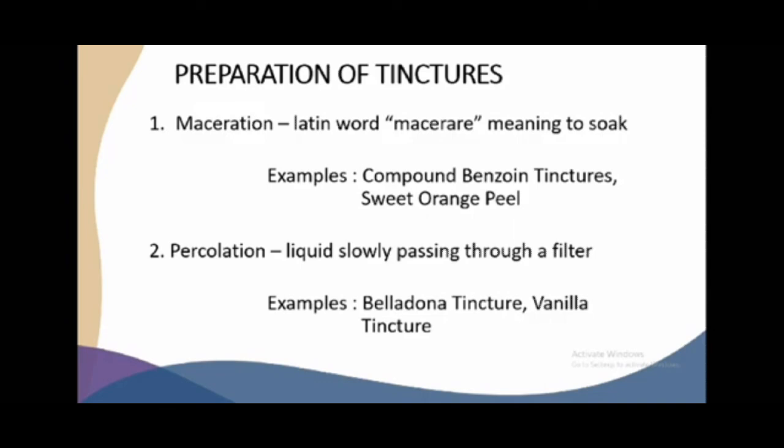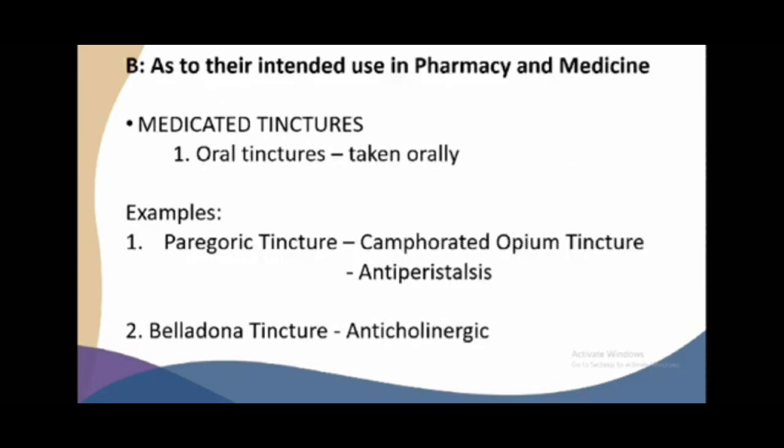Another method for the extraction method is the percolation method. This is a process wherein a liquid is slowly passing through a filter. An example of this is the belladonna tincture and the vanilla tincture. So we are now done with the methods of preparation for the tinctures. Now we are going to discuss the intended use in pharmacy and medicine of the tinctures.